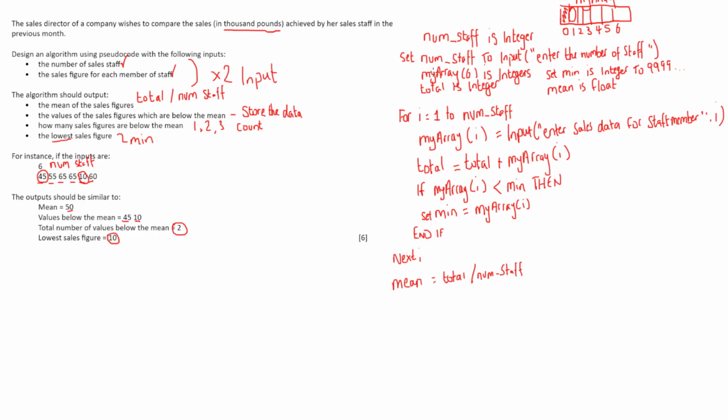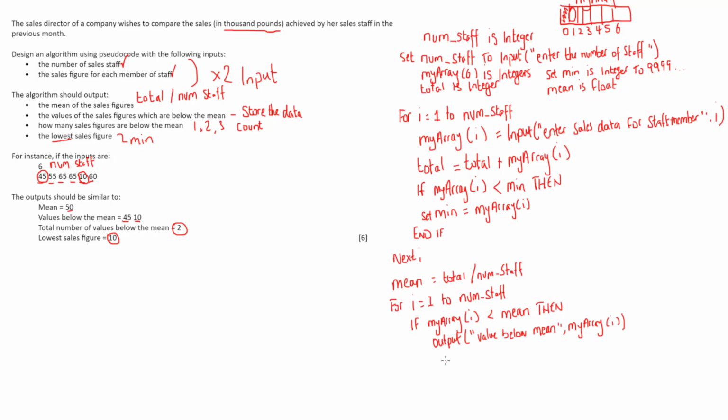So to do this, I'm going to need exactly the same structure again. I'm going to have to go back through my data. So I'll say for I equals 1 to num staff. And then I'm going to say if whatever's in my array is less than the mean, output value below mean, my array I. And that'll output the condition if we meet the if statement, and that'll get outputted there.